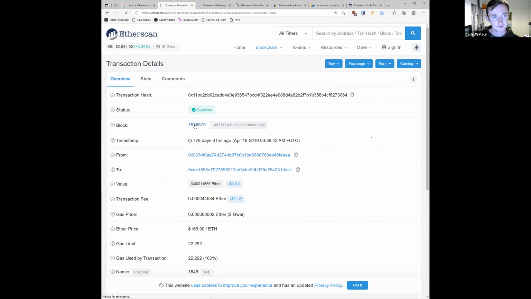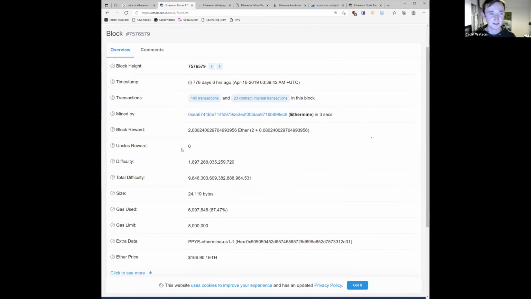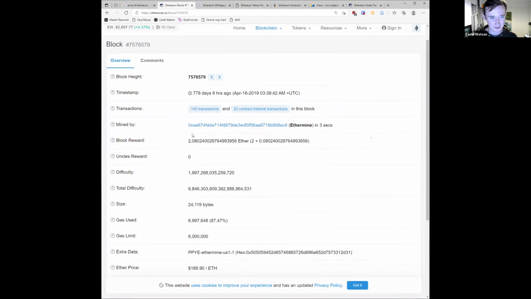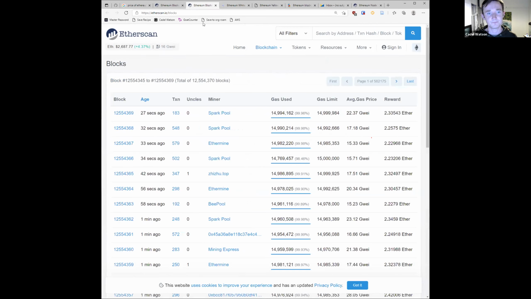Now, if I click through to the block, there's a few things to notice here. The first is that the number of transactions is a lot lower than Bitcoin. In Bitcoin, we were seeing a few thousand transactions per block, whereas in Ethereum here we have 145. We can also see, if I go to the whole list of blocks, that Ethereum blocks are created a lot faster. So rather than taking a couple of minutes to create a new block, they're happening every 12 seconds or so. And what that means in practice is that you can make your transactions a lot faster.